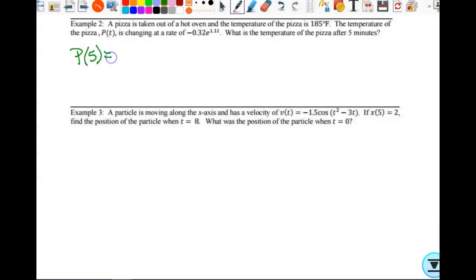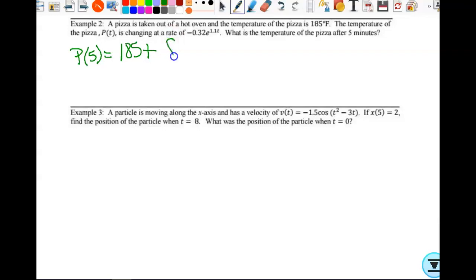That's going to be equal to the initial amount. What's the initial amount? 185. And then plus, it's the initial plus the change. Now the change will be negative, but it takes care of itself. Does that make sense? Okay.